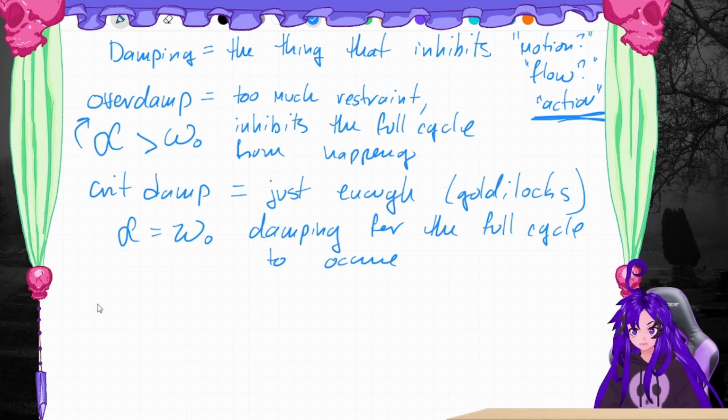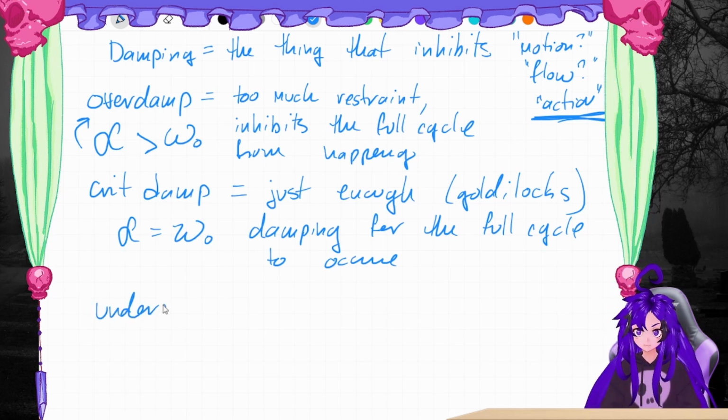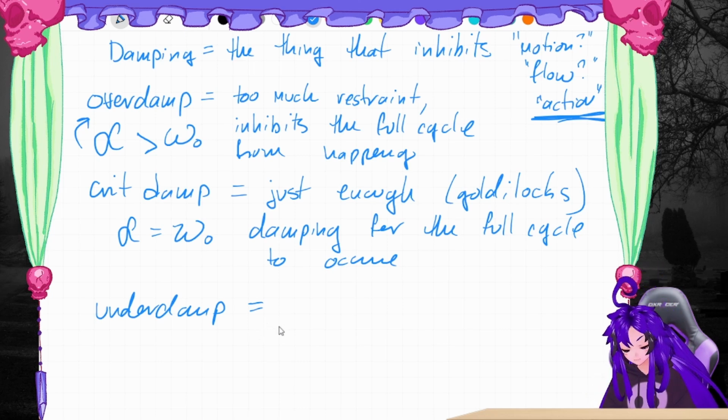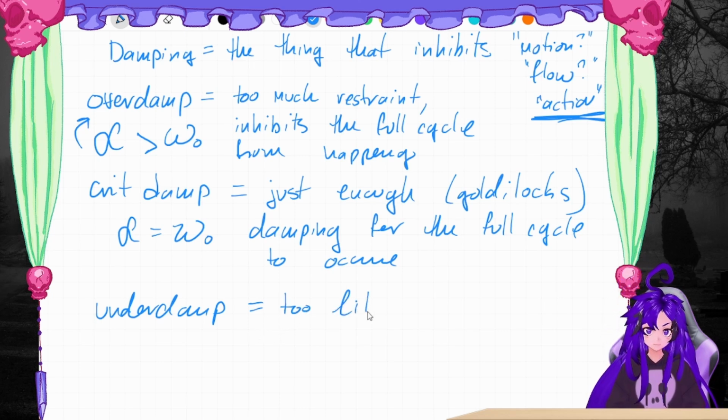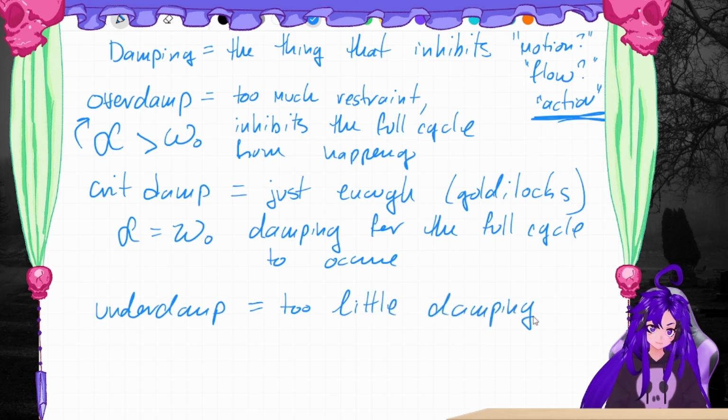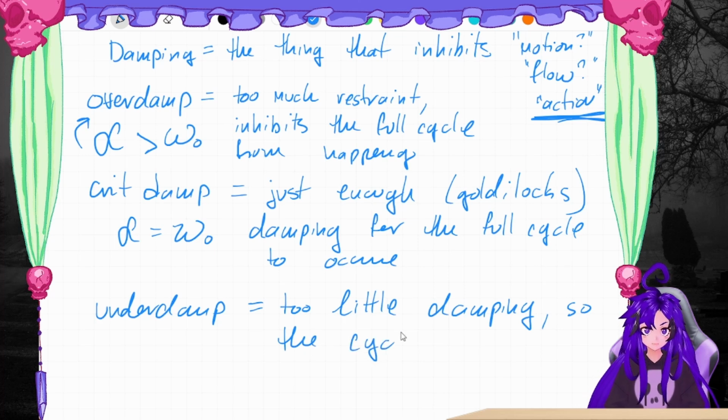And then you've got underdamp. And this one is too little. Too little damping. So the signal goes wild, or the cycle.